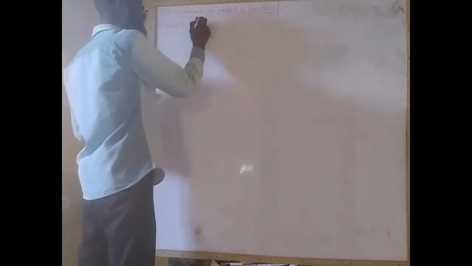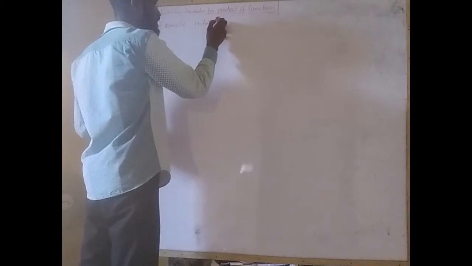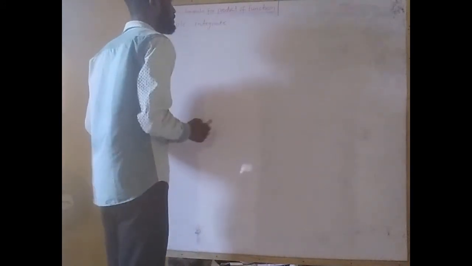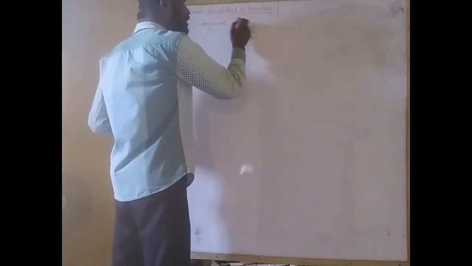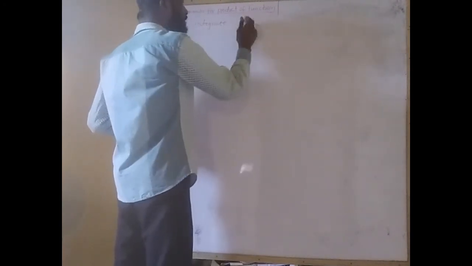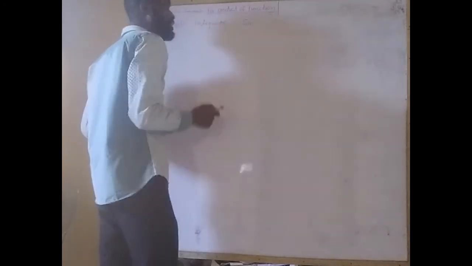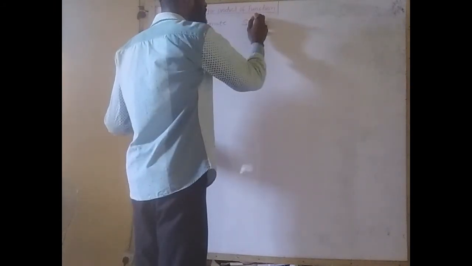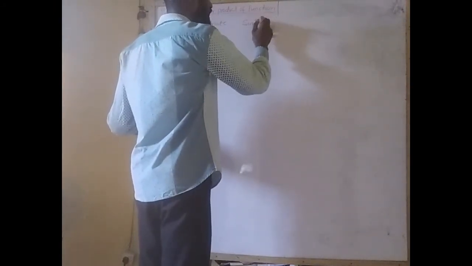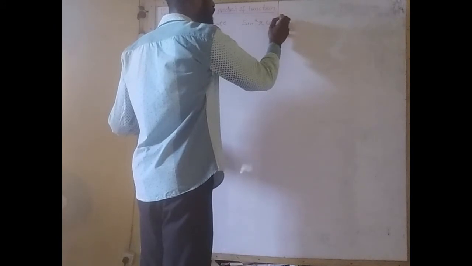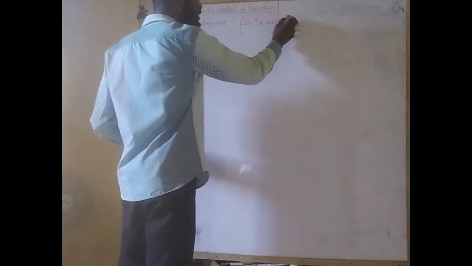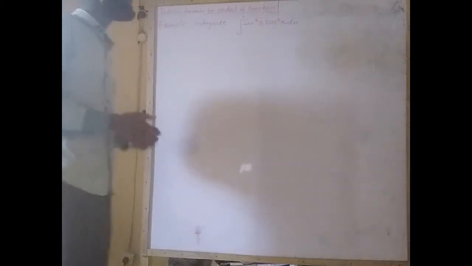Integrate, let's say, sin 2x cos 4x. We want to integrate this. You can put the integral sign if you like. What you just need to do is write the proved formula, the reduction formula.